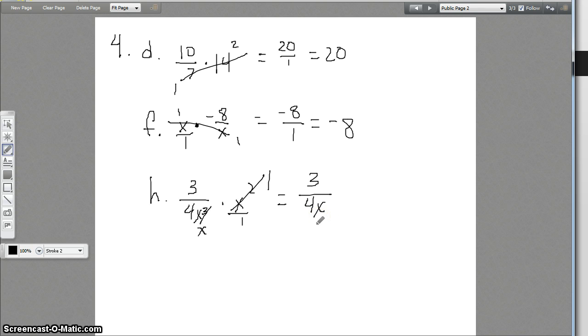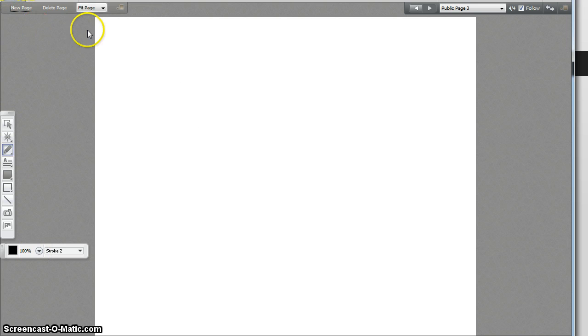So this was number 4. It's just like number 9 that I assigned as homework. Remember that you must simplify your answer. You cannot stop until you have it in lowest terms. Okay, so now we're going to move on to problem number 5. Problem number 5 is just like number 10 that I assigned for homework.